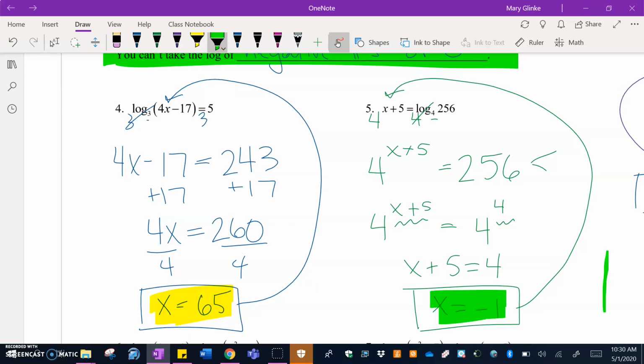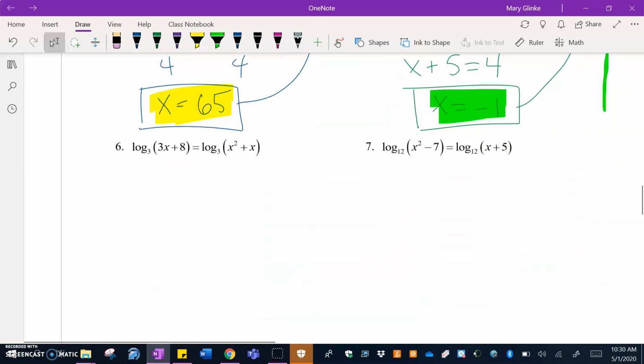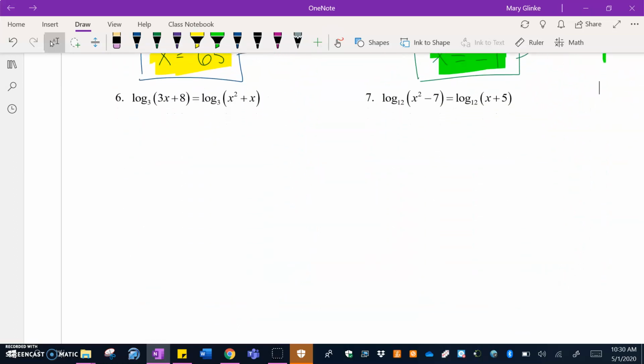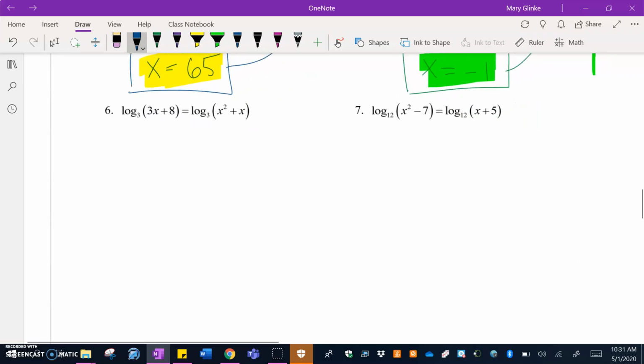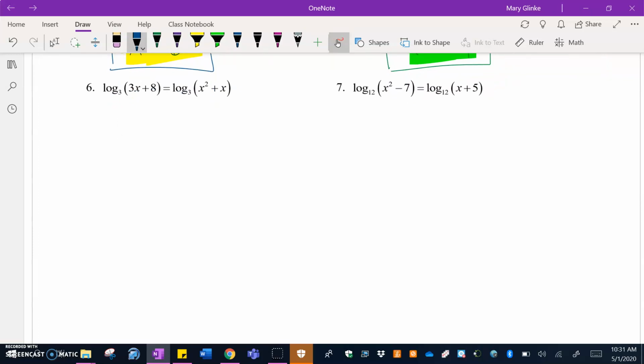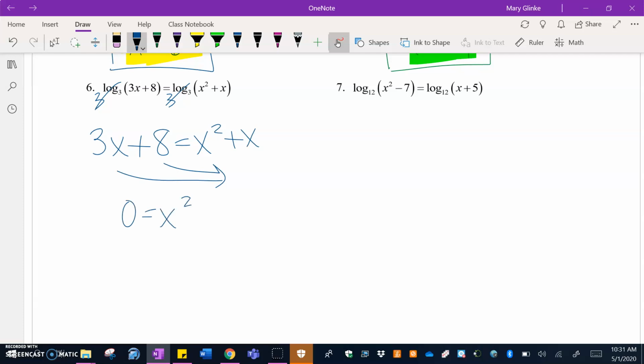Okay, now we're going to go ahead and take a look at a couple with logs on both sides and ones that involve factoring. So for example 6, we're going to exponentiate by using a base of 3 on both sides. The logarithm and the exponential are going to undo each other. We get 3x plus 8 equals x squared plus x. We're going to move the 3x and the 8 over. Get 0 equals x squared minus 2x minus 8 when we subtract those over.